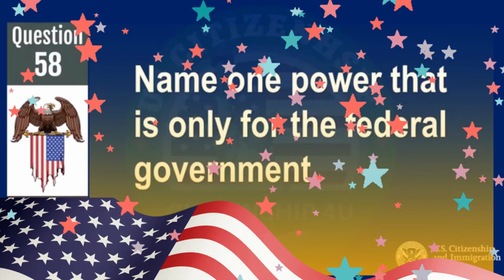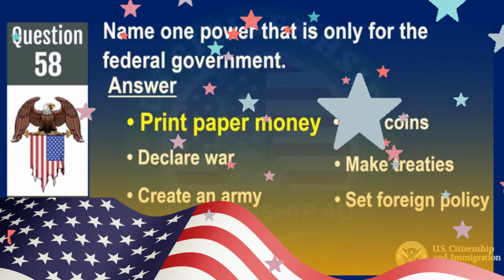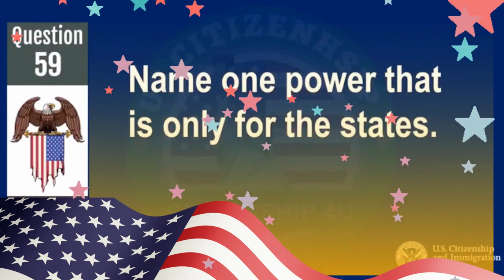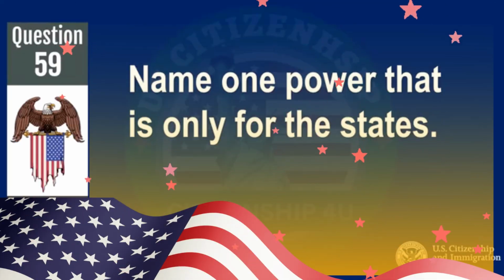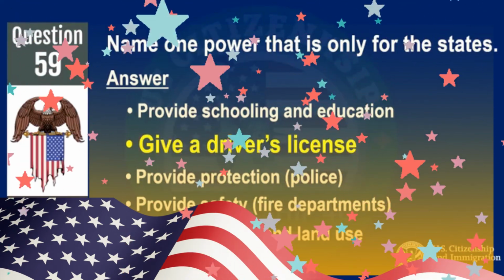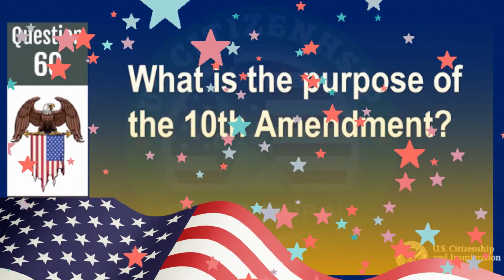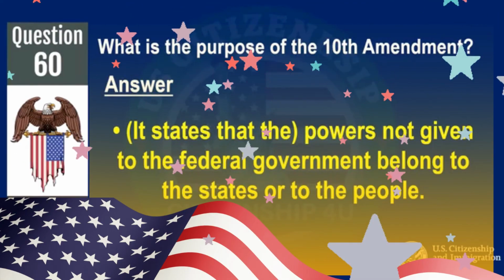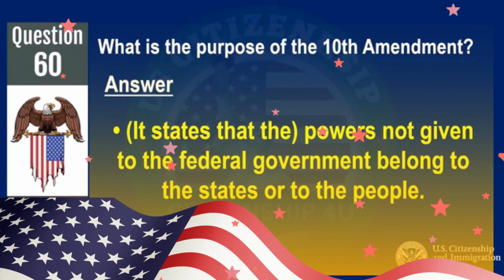Name one power that is only for the federal government. Print paper money. Name one power that is only for the states. Give a driver's license. What is the purpose of the 10th Amendment? It states that the powers not given to the federal government belong to the states or to the people.